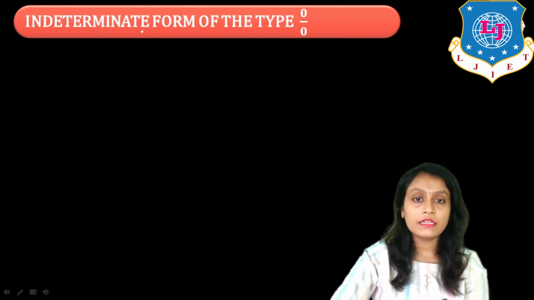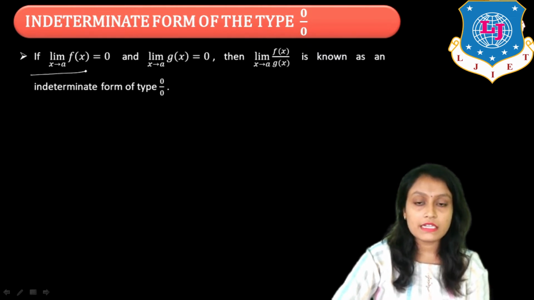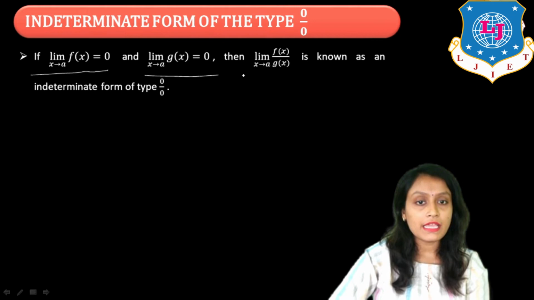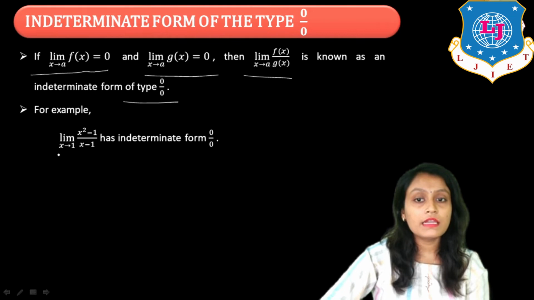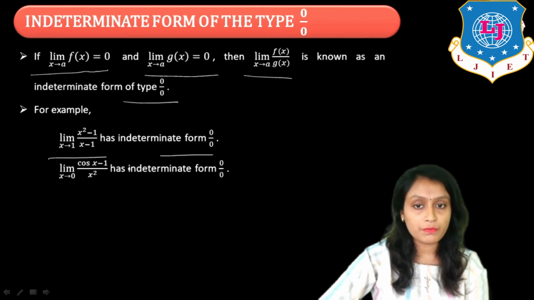So let's study the indeterminate form of the type 0 by 0. If limit x tends to a f(x) is equal to 0 and limit x tends to a g(x) is equal to 0, then limit x tends to a f(x) upon g(x) is known as indeterminate form of the type 0 by 0. For example, limit x tends to 1, (x square minus 1) upon (x minus 1). In this limit, if you substitute 1 in place of x, you will get the indeterminate form of the type 0 by 0.